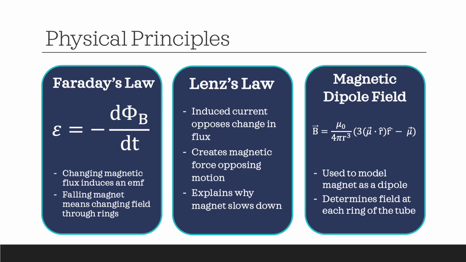This lab is based on a few main physical principles. First, Faraday's law states that a changing magnetic flux induces an electromotive force. As the magnet falls, the magnetic field through each ring of the tube changes over time, which induces currents. Second, Lenz's law tells us that the induced current will oppose the change in magnetic flux. In this case, that results in a magnetic force that opposes the motion of the falling magnet.